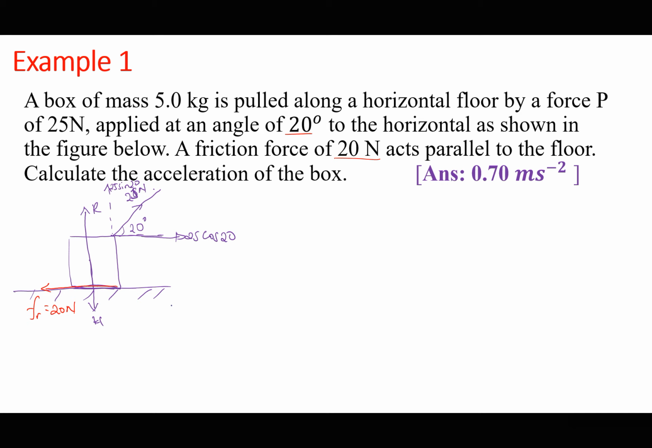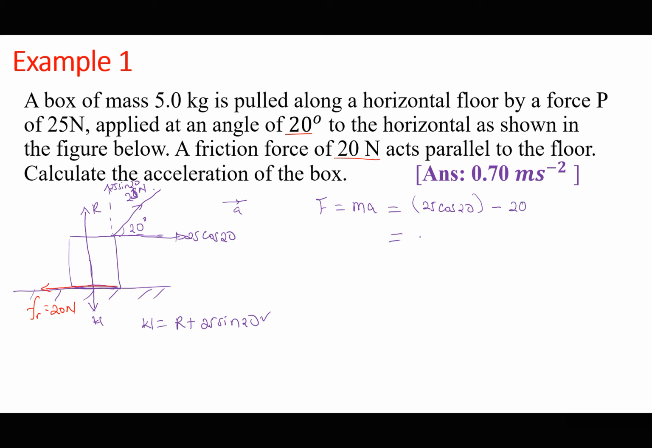So in the vertical, we have that the weight W, which is vertically downwards, should be equal to R plus 25 sine of 20. Because W is acting downwards and R plus 25 sine of 20 is acting upwards. So this would give us R. But in the horizontal, there's an acceleration, which is most likely going to be in this direction here. So it means the resultant force F, which is the mass times acceleration, should be equal to the force acting in the horizontal, 25 cos of 20, minus the frictional force, which is 20.